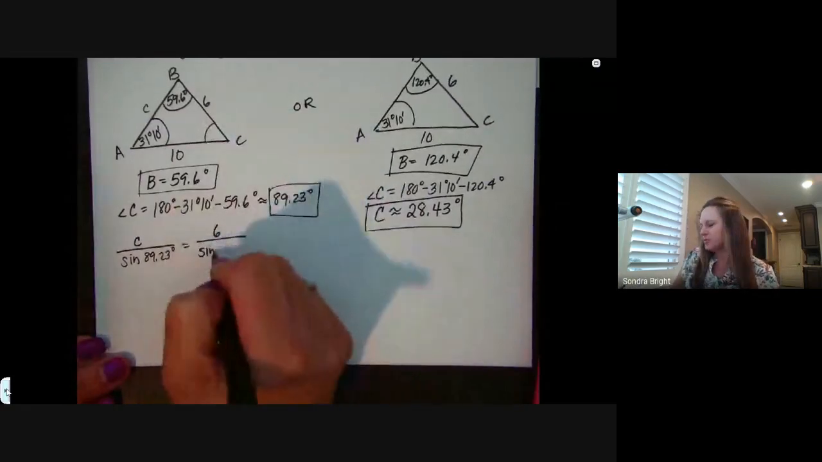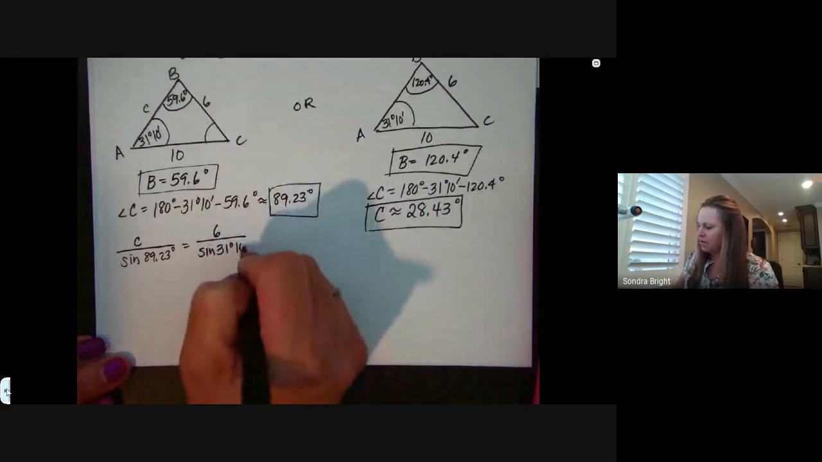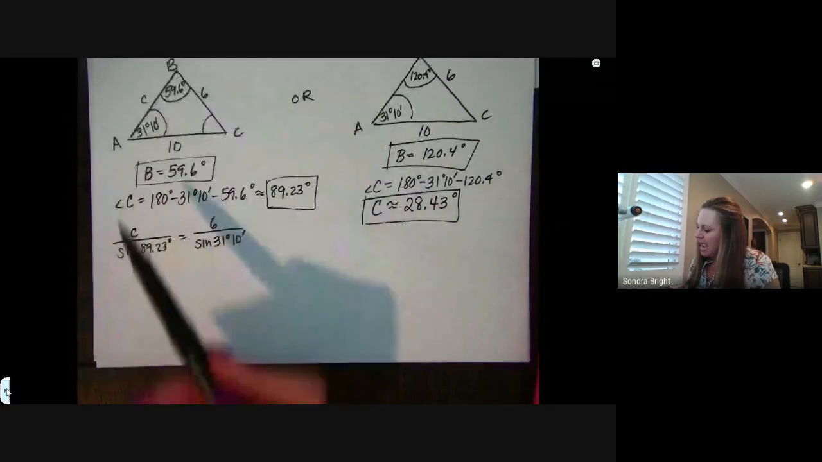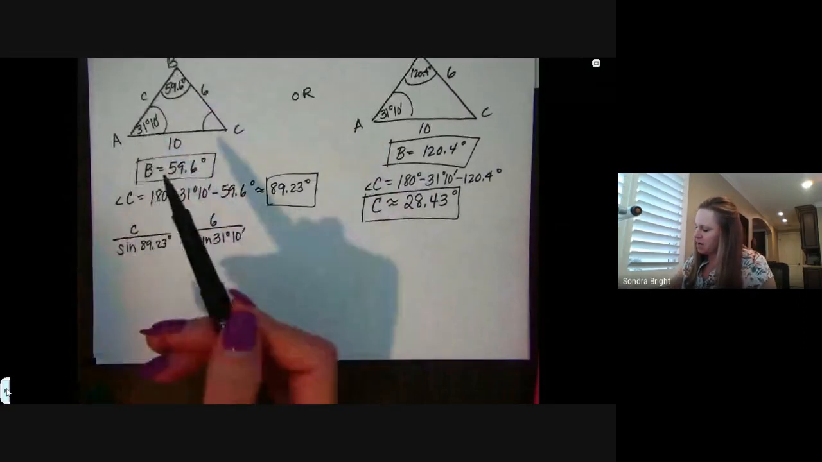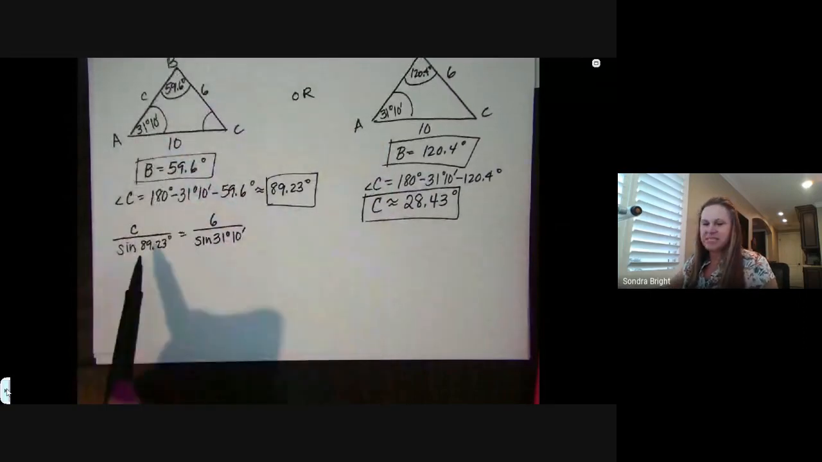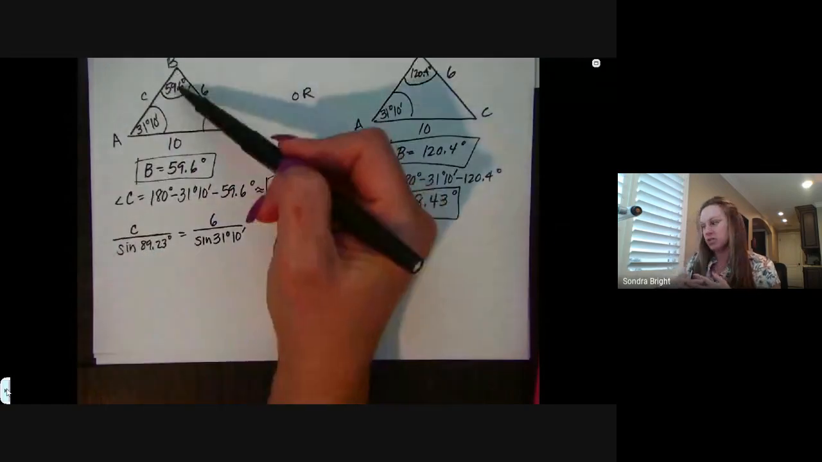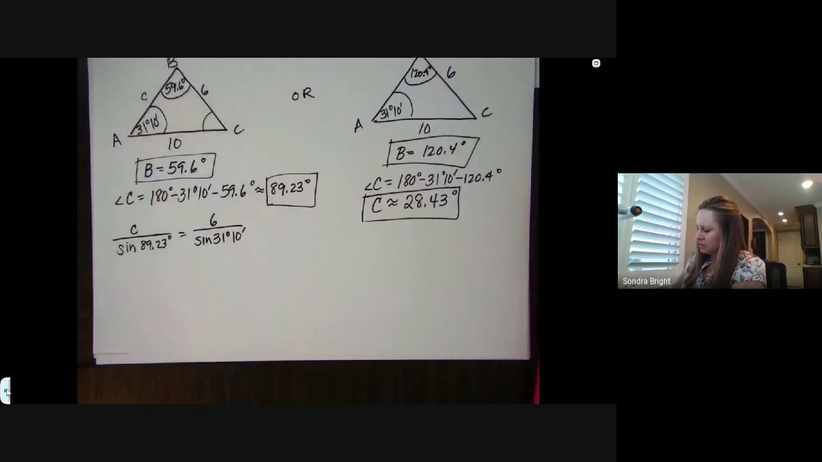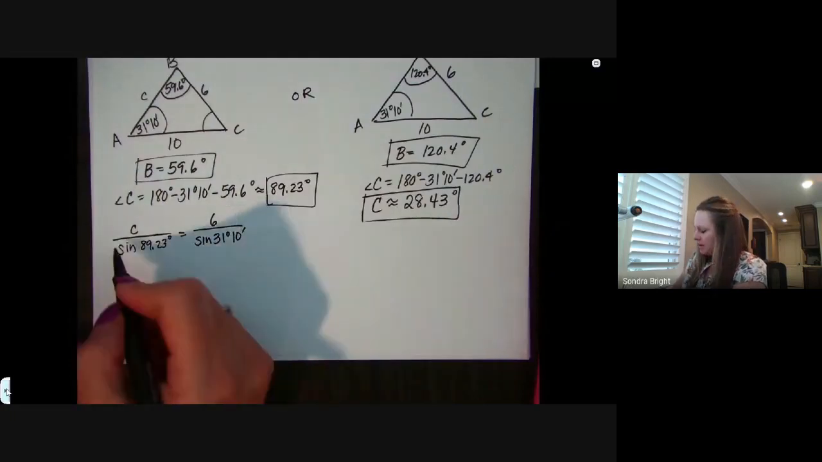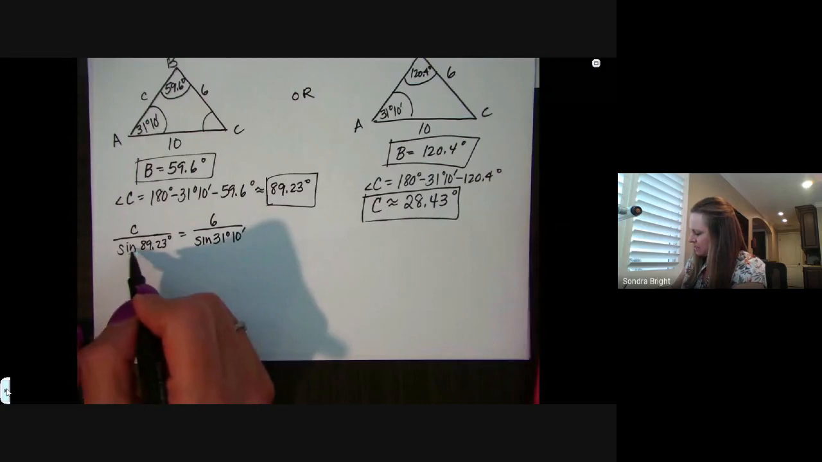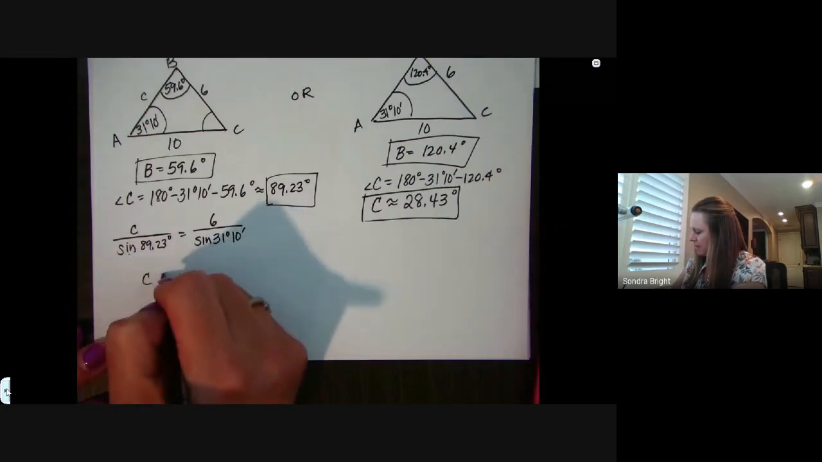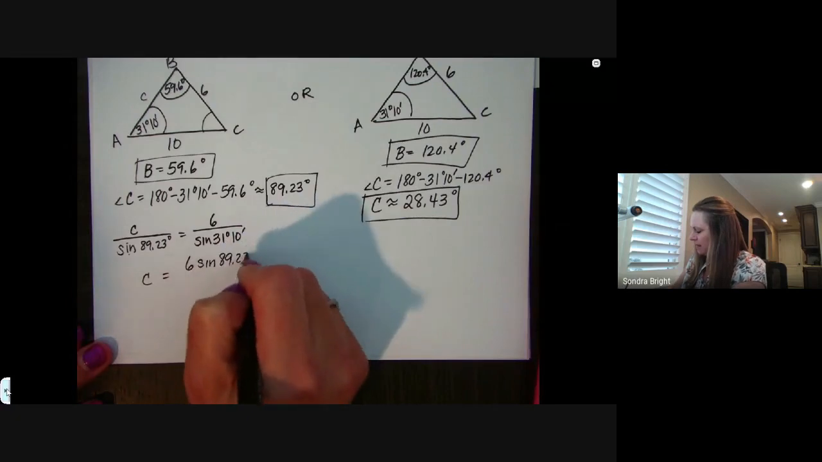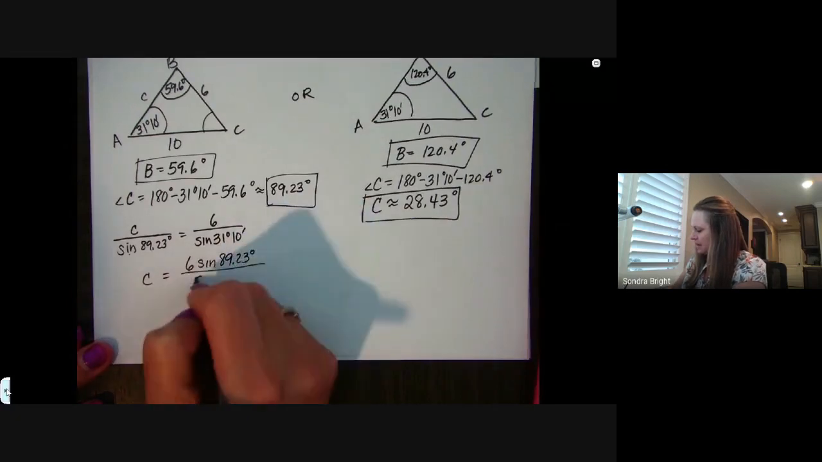Notice that I didn't use my approximated value. I used the info they gave me, right? Because I already have to approximate here. I'm not going to use angle B's approximation and just make it even worse. Your answers will be even more off if you're doing that. So to solve for side C, you just need to multiply both sides by the denominator here. So side C is now 6 times sine of 89.23 degrees over sine of 31 degrees, 10 minutes.